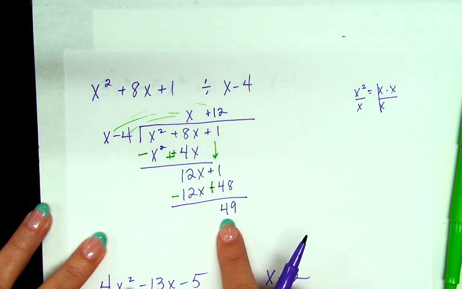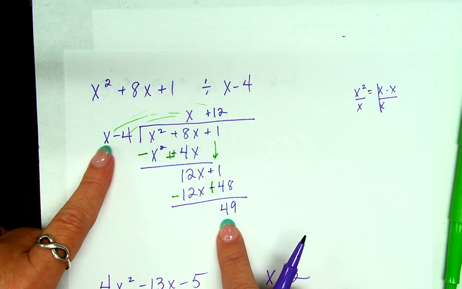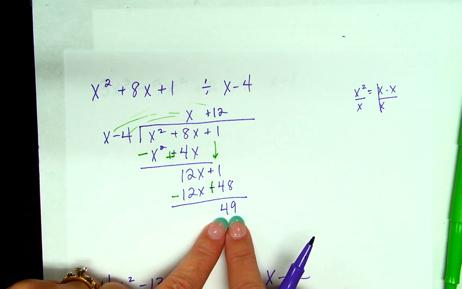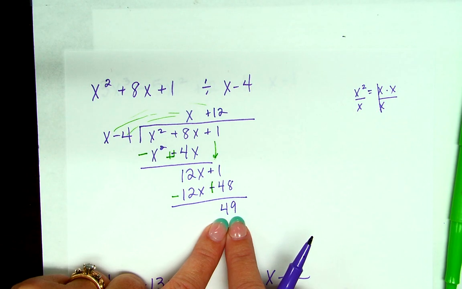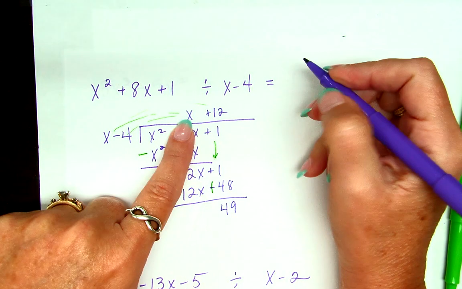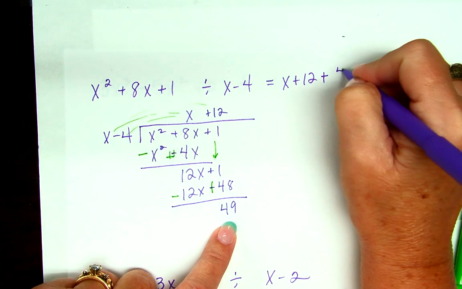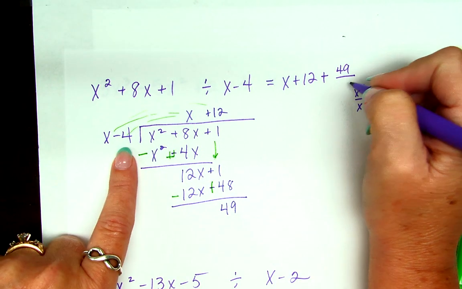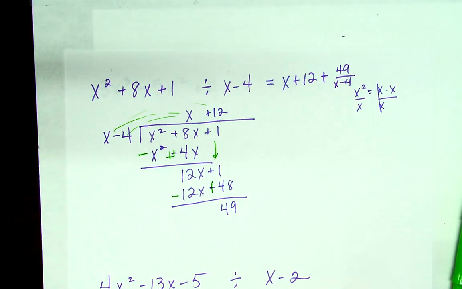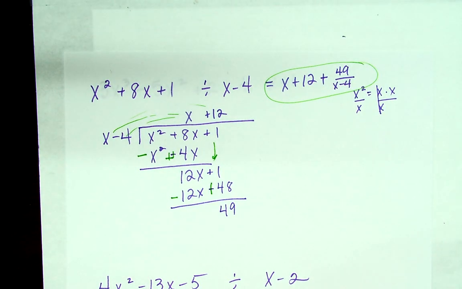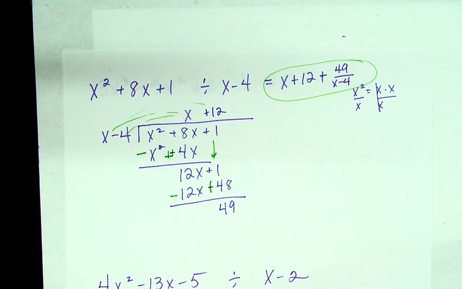When there's no more space for an answer, you know you're done. What's the other way to know you're done? Can I divide x into 49? No, I can't. Okay, so what is this called then? The remainder. So when I go to write my answer, I get x plus 12 plus my remainder over what I was originally dividing by. And that is my answer. Does that make sense? Yes. Ready for another?